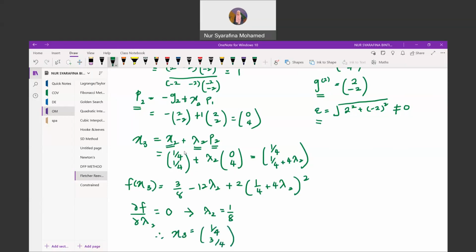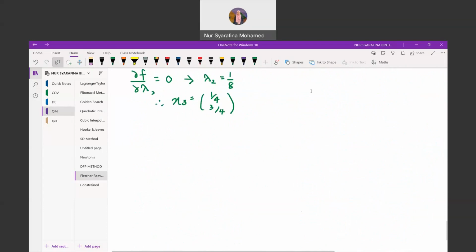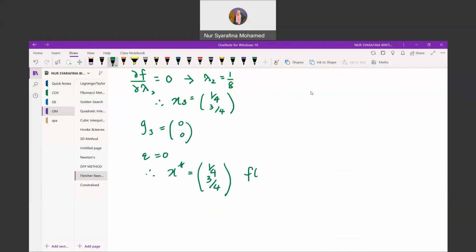Okay, once you got your x3, just substitute to your g to get g3. So g3 equals now 0, 0. Once you substitute x3 to g3, where g is the derivative function of f, you can have epsilon equals to 0 from this. So the minimum point is obtained at x3, where x3 is 1/4, 3/4, and f(x) is given by 0.